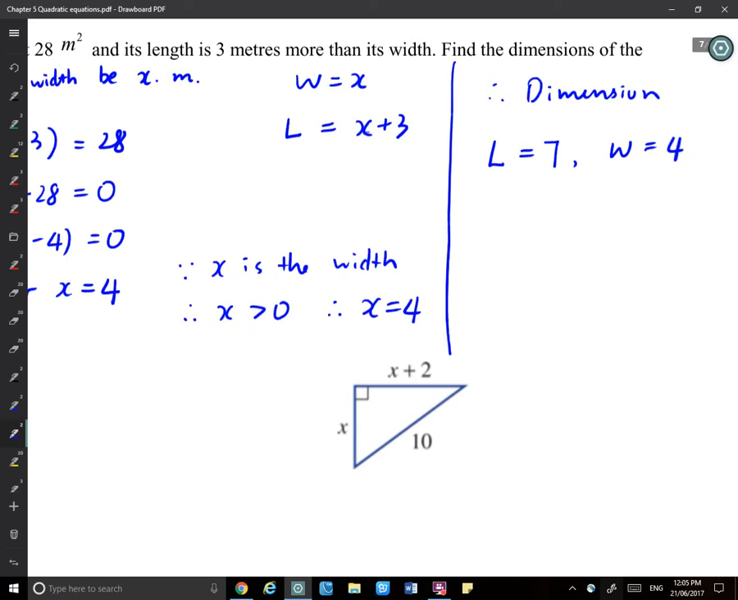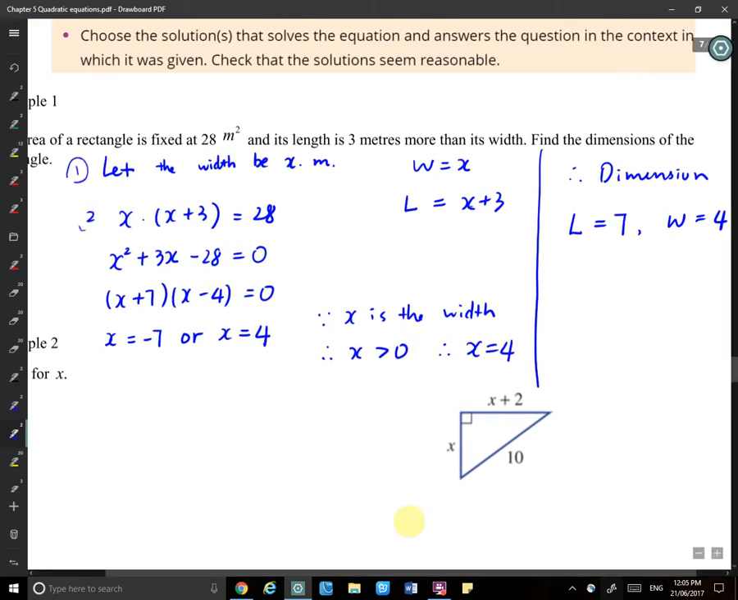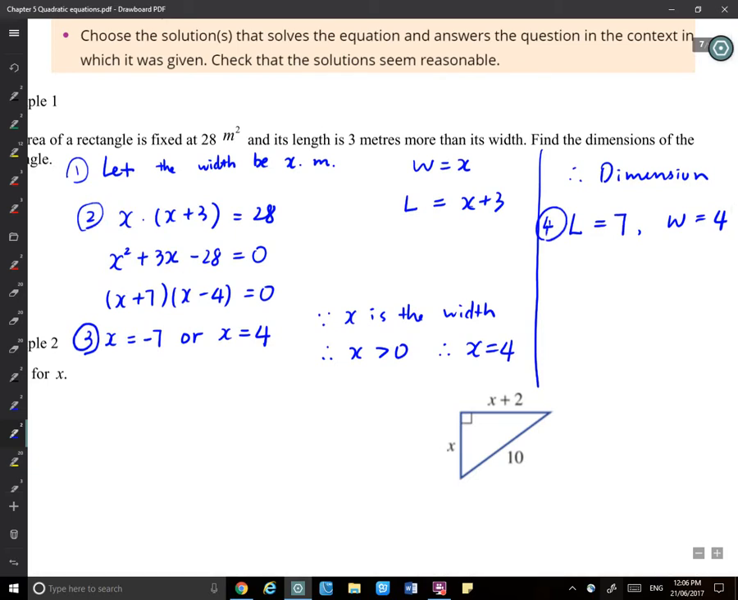Okay, that's example 1. So 4 steps. Number 1, set up the variable. Number 2, set up the equation. Number 3, solve this equation. And number 4, answer the question. Choose the reasonable answer. Okay, 4 stages.